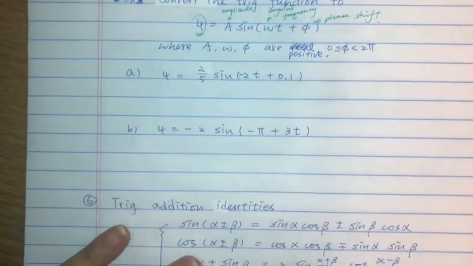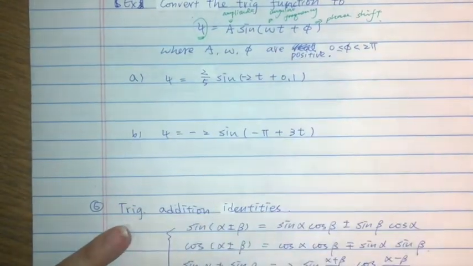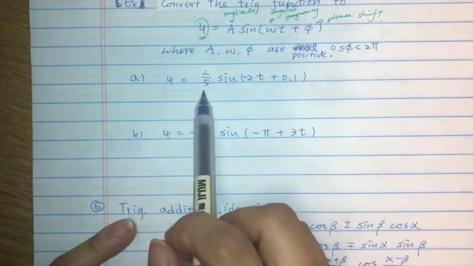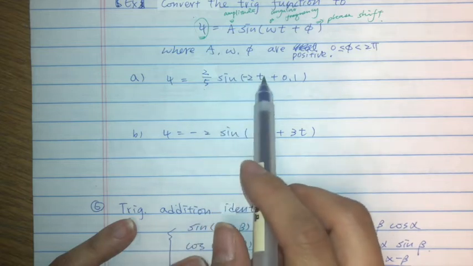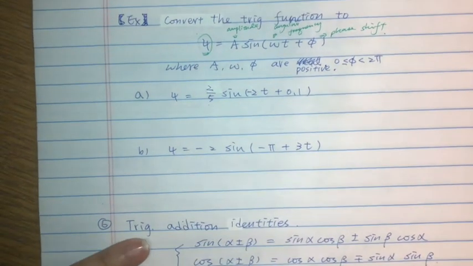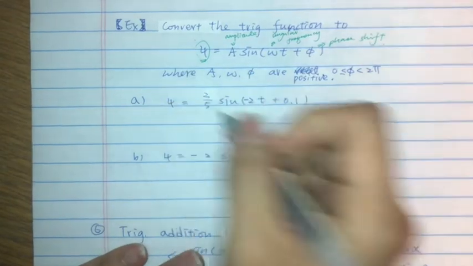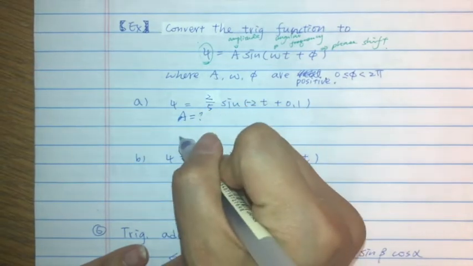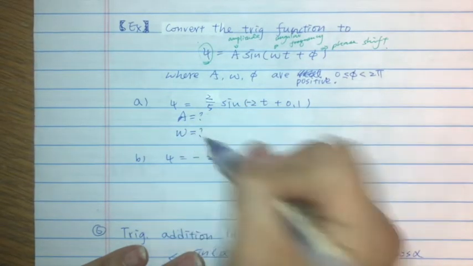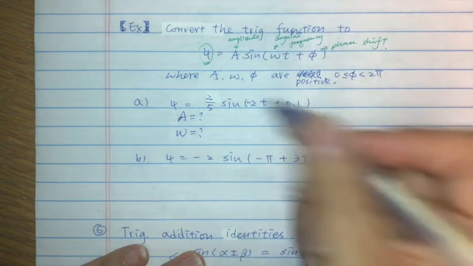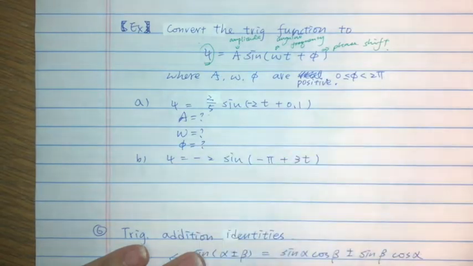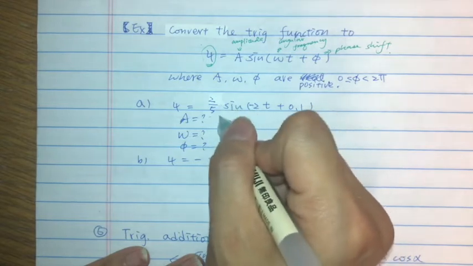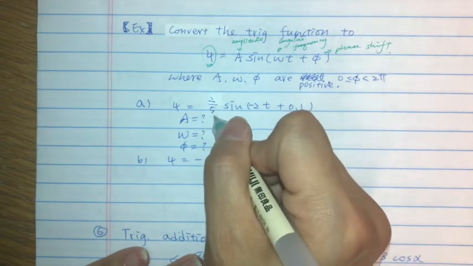So now if I show you, I say, hey, look at this water wave. This water wave can be described by a function called 2/5 sine negative 2t plus 0.1. Now I will ask you a question. What's the amplitude? What is the omega? Like what's the frequency? And what is the phase shift? So amplitude is straightforward. Amplitude is just whatever is in front of sine, and it is also positive, so it's correct. It makes sense. So it's 2/5.